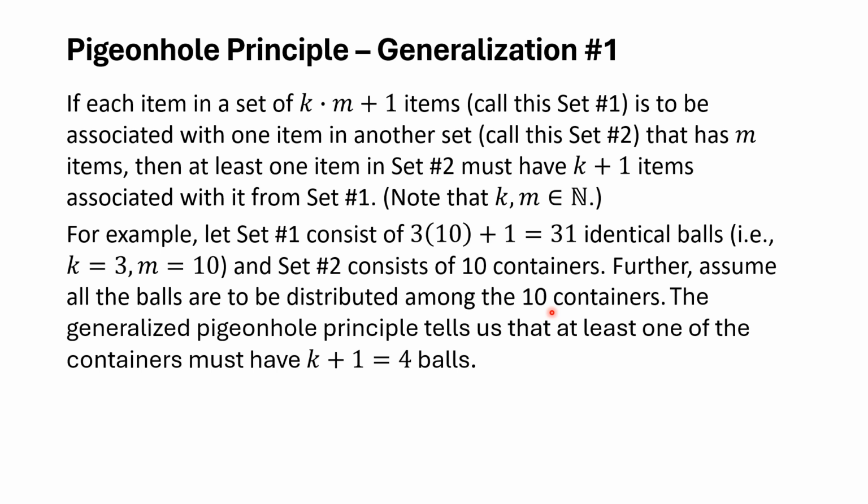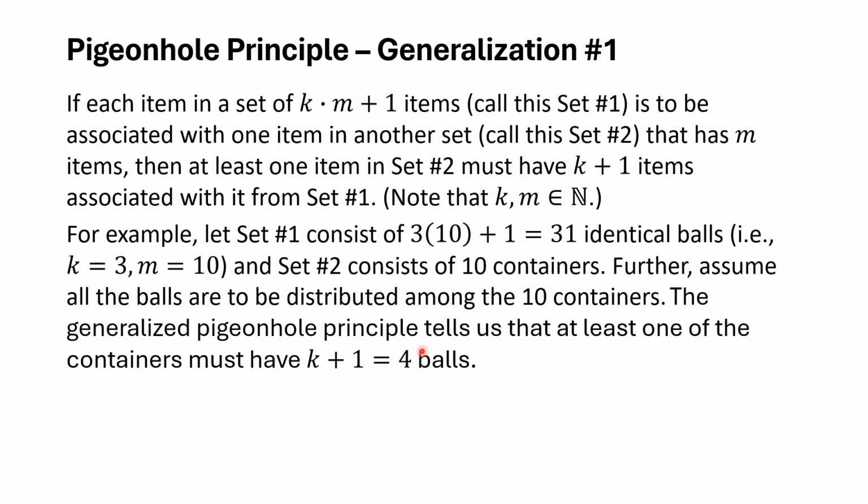So we can always revert back to the worst case analysis. Try to not do what's being guaranteed by the principle, and you end up seeing that you have to have that one additional ball in at least one of the containers. Now, remember that we're talking worst case.